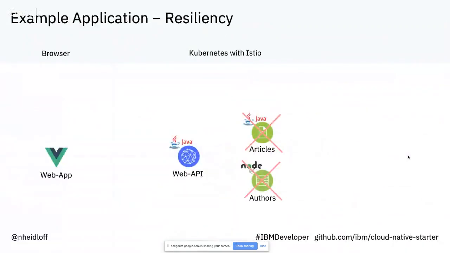Okay, next cloud native scenario is resiliency. Resiliency means that your app remains responsive even when single microservices are not available. In this case, I want to demonstrate it by shutting down the articles and the author service. And I want the web application still to be able to display the articles, and I want the web API service to still be responsive. So that's a little demo scenario here.